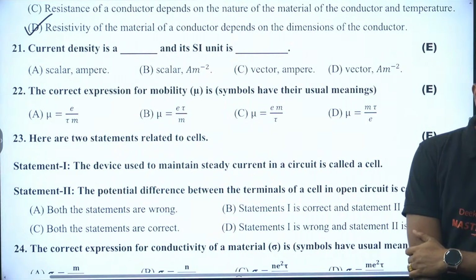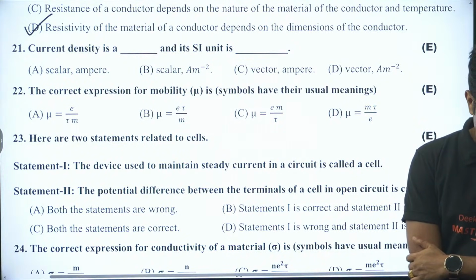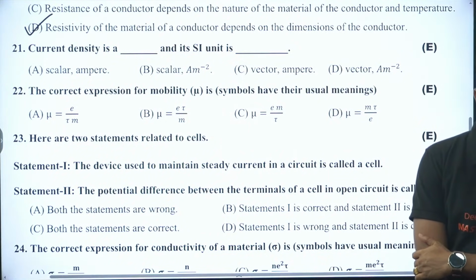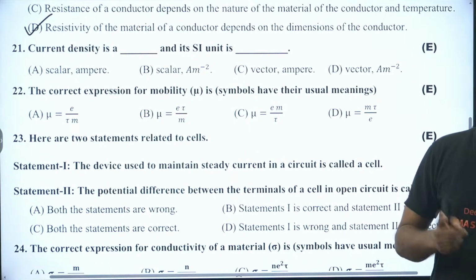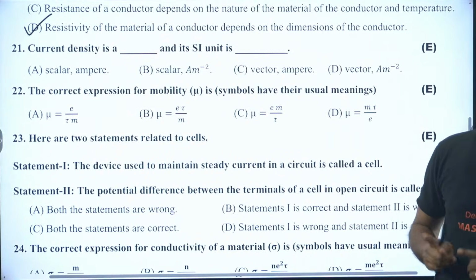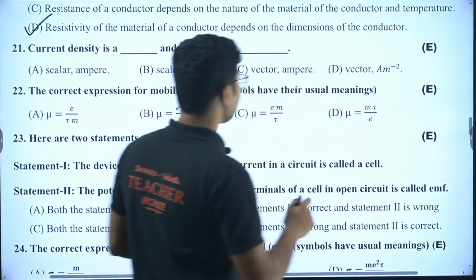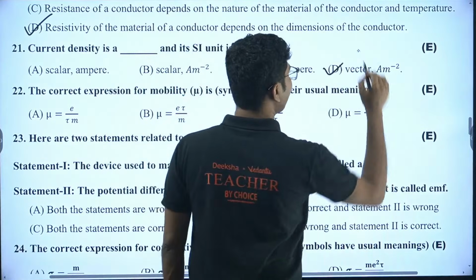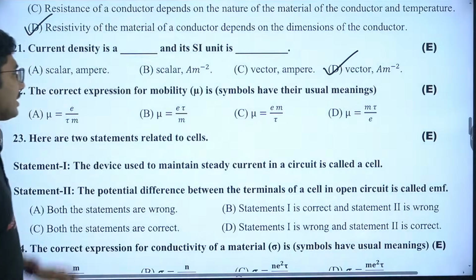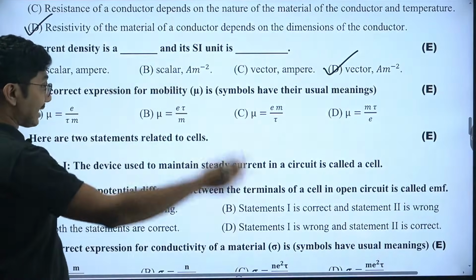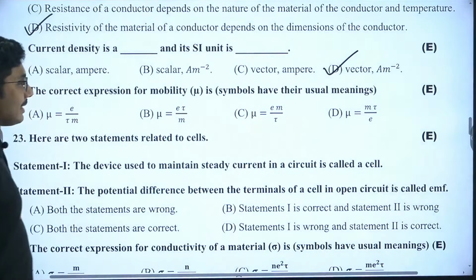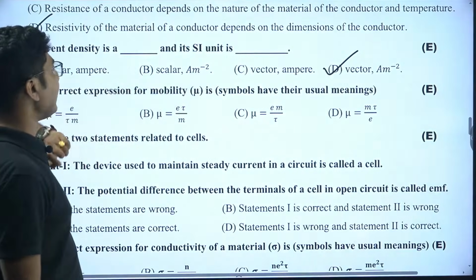Nagraj is saying D, Ashel is saying D, Sagar is saying D, Mansi is saying D. Guys, if you are answering one question, mention it once. Mayuri is saying option D. So option D is correct: vector and ampere per meter square. It is a vector quantity, and its unit is ampere per meter square.